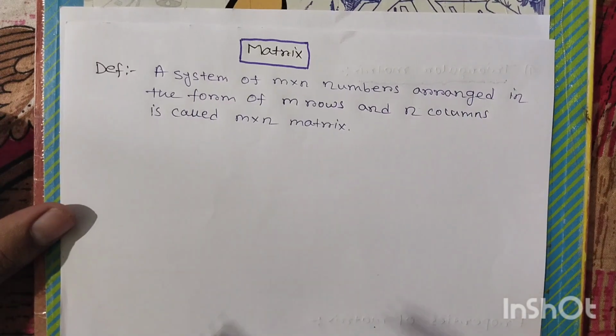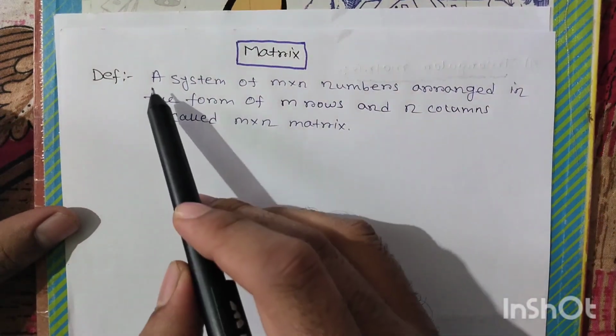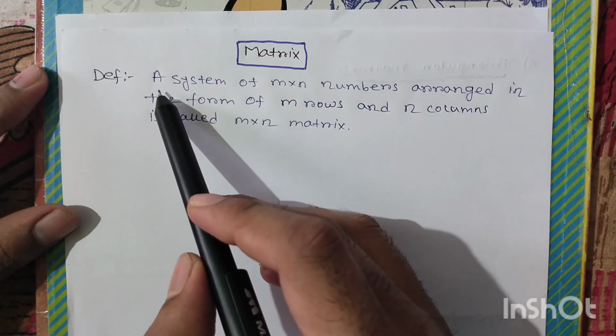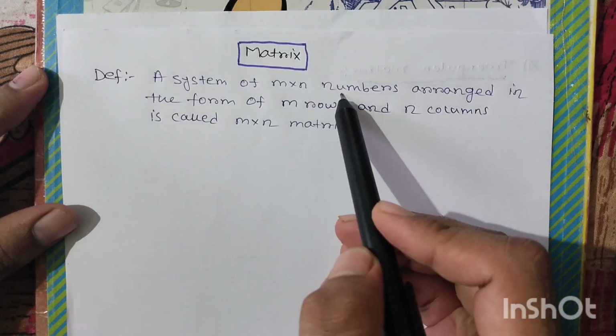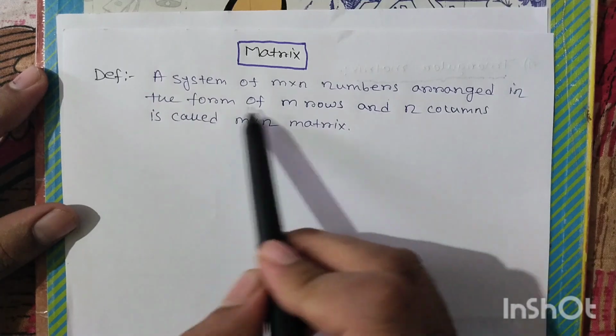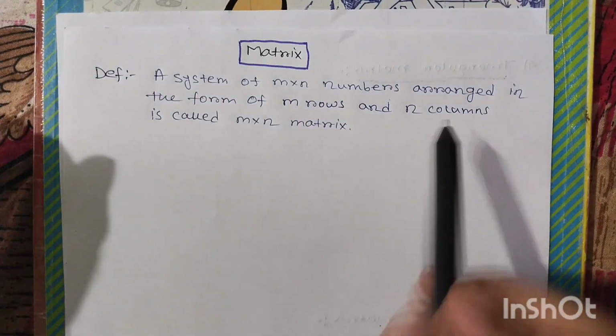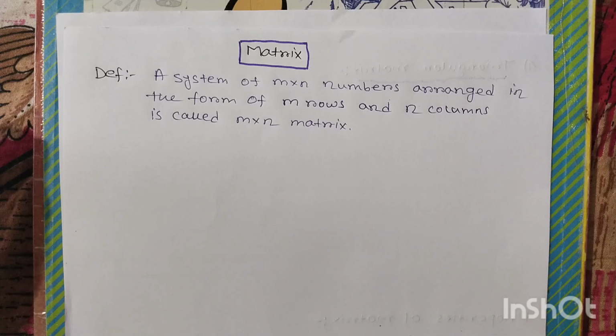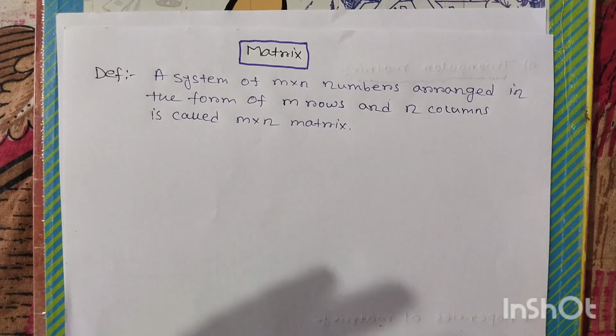Now, first we define matrices. First is the mathematical definition. A system of m cross n numbers arranged in the form of m rows and n columns is called an m cross n matrix. It is our mathematical definition. Actually, the definition says that when we have some collection of numbers, then that collection arranged in some proper, special way is called a matrix.